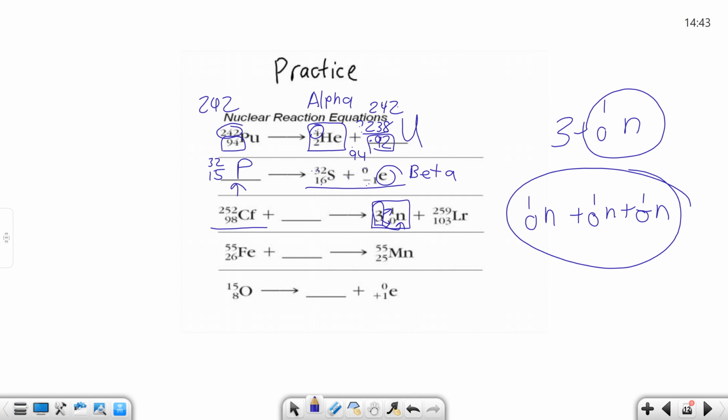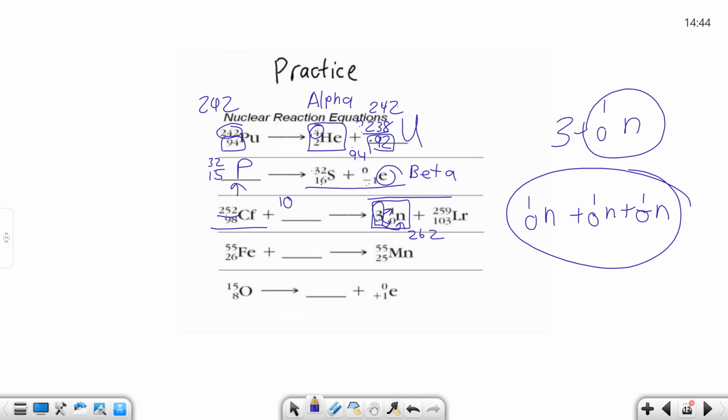So if I look first at the mass number, since I have everything on the product side, let me add that up. So 3 plus 259 is 262. On this side, it's 252. So 252 plus what is 262? 10.